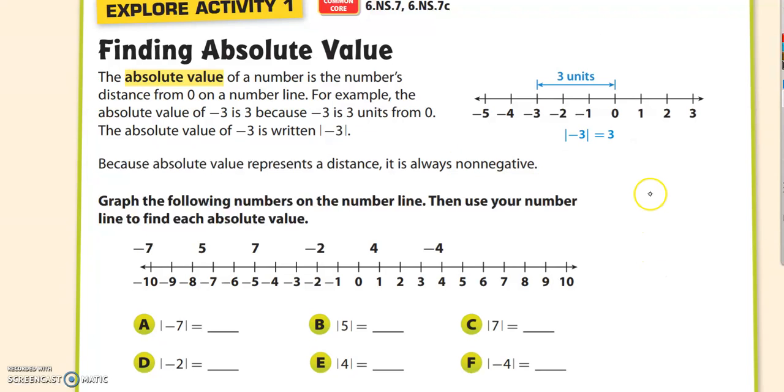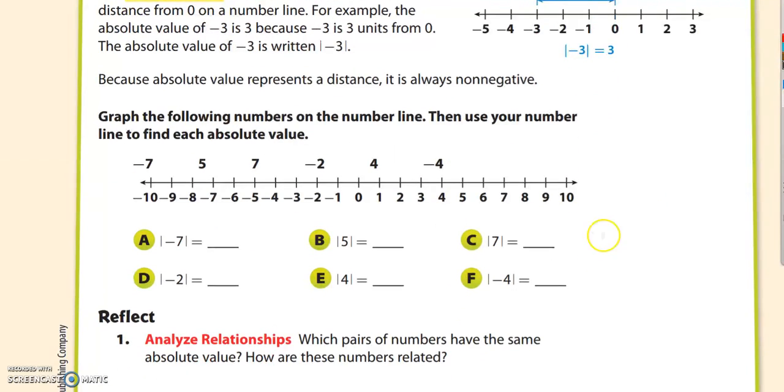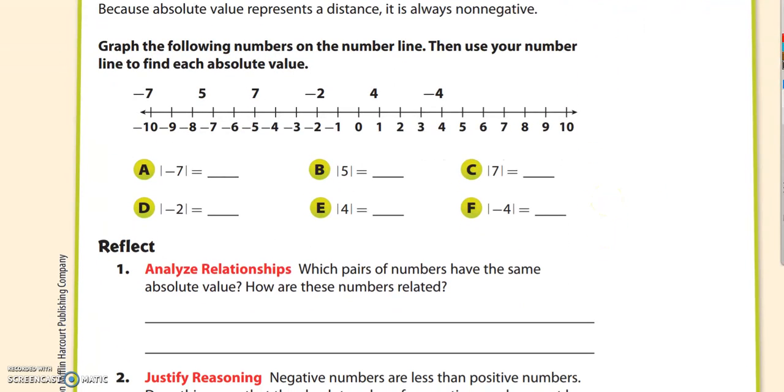So let's go ahead and do a little graphing and then find the absolute value. So the directions here read, graph the following numbers on the number line, then use your number line to find each absolute value. So it's almost a little confusing how they did this. They put all these numbers here. I'll kind of highlight them. They put these numbers here. And what they want you to do is graph that number, and then you're going to record your answer down here. So watch what I do here.